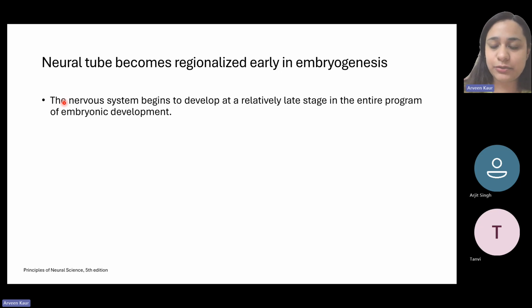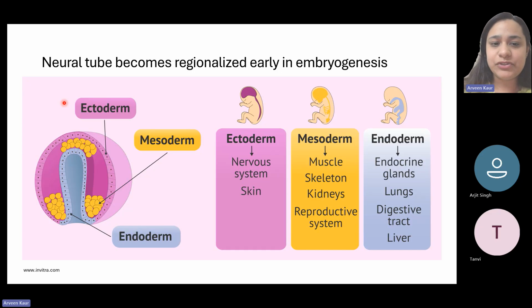And prior to this, there is a primitive nervous system component that is produced, which is known as the neural plate, right? That neural plate arises from the ectoderm, right? At this stage, the embryo is already differentiated into three major segments: ectoderm, mesoderm, and endoderm. We discussed them last time. And the one responsible for nervous system development is the ectoderm, right?